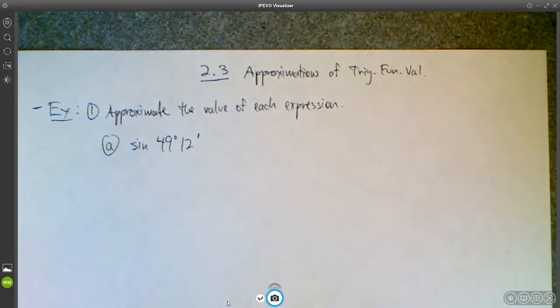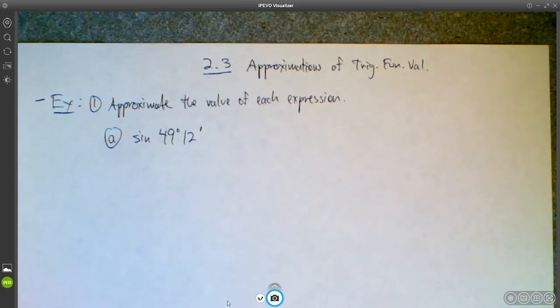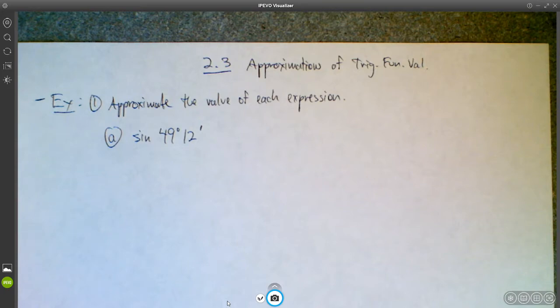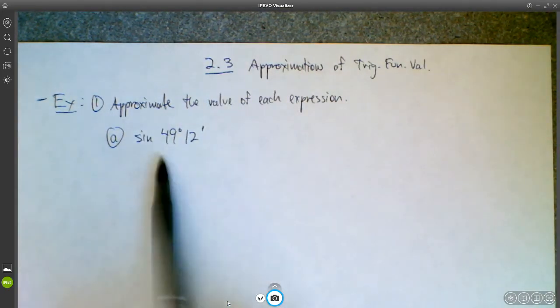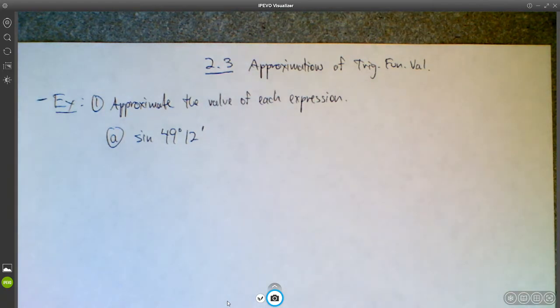All right, let's talk about 2.3, which is a pretty short section just about how to use your calculator to approximate trig function values. So let's get started. Let's approximate the value of each expression, and we'll start with sine of 49 degrees 12 minutes.